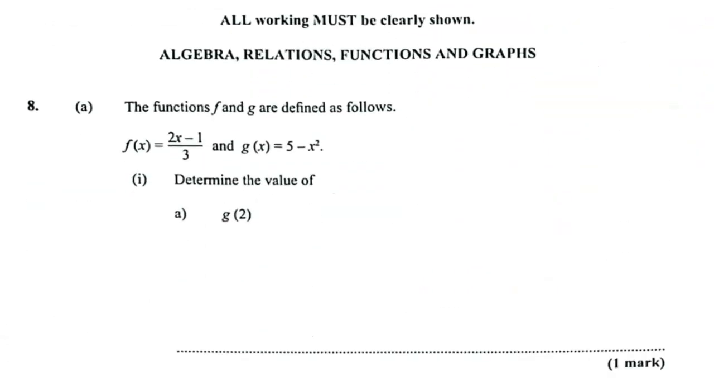Alright, let's move on to question 8. The functions f and g are defined as follows, and we have f of x and we have g of x. We're asked to find g of 2. So to find g of 2, we simply go to the function g and replace x with 2. So g of 2 is 5 minus 2 squared. That's 5 minus 4, which is equal to 1.